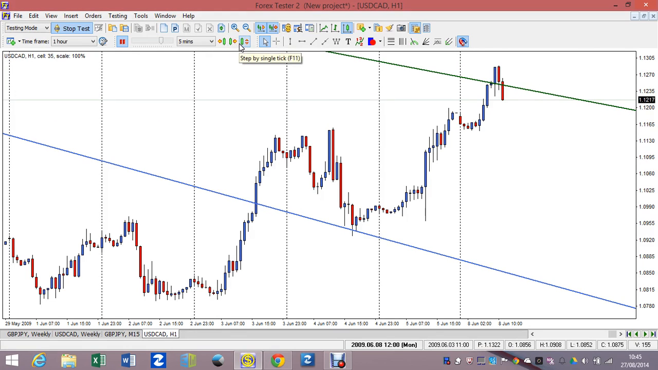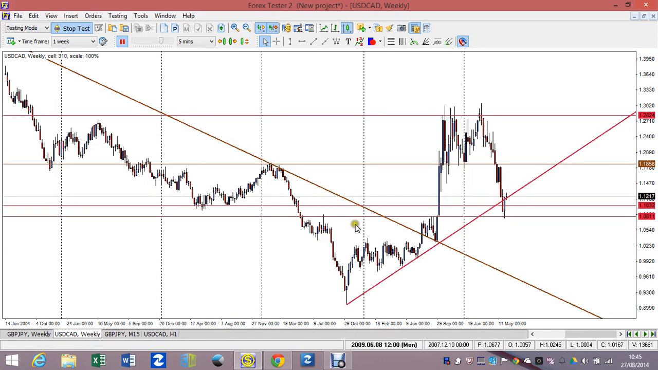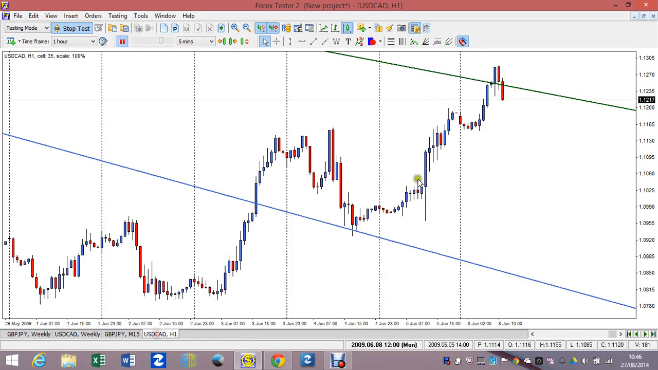I hate those situations where you come into a break of a line and you've already come a fair distance on the hourly chart. I don't like it when that happens. What I probably should have done is wait for some sort of rejection from this daily trend line, which there is likely to be. So we'll chalk that one up as a bit of a mistake. Still looks okay on the weekly.